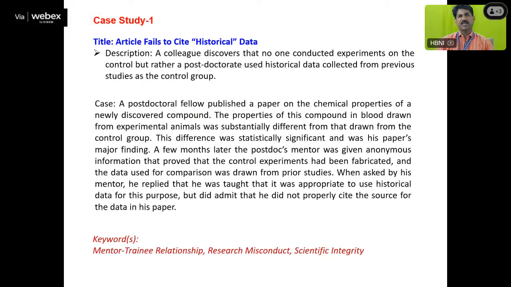The first case study I have taken is: article fails to cite historical data. The description of the case study is that a colleague discovers that no one conducted experiments.